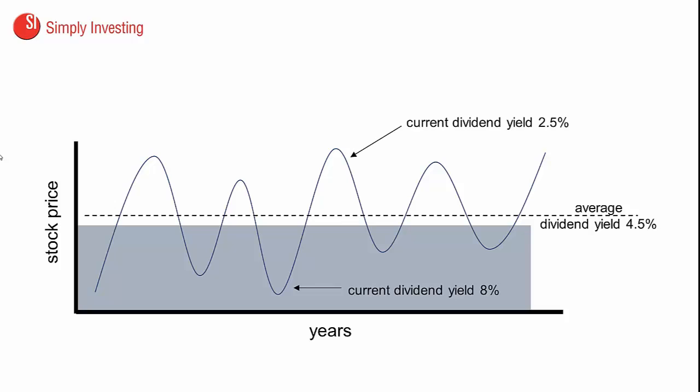On the other hand, if you were to look at this stock and the current dividend yield was 2.5%, then you know the stock is priced high because the current dividend yield is less than the average dividend yield.